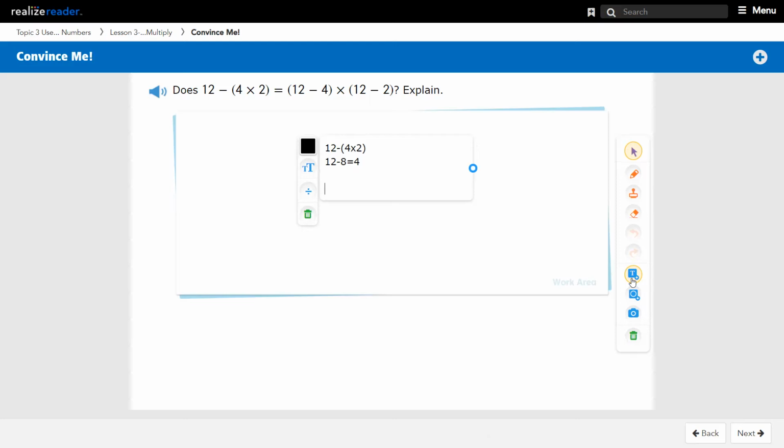Let's see if the other half is true. So we have 12 minus 4 times 12 minus 2. Let's see if our products here are the same. So 12 take away 4 is 8. 8 times 12 take away 2 is 10, is equal to 80. Now, are these numbers equal? 4 is definitely not equal to 80.